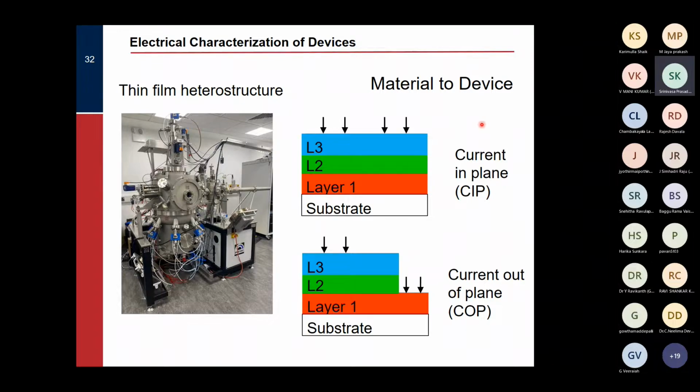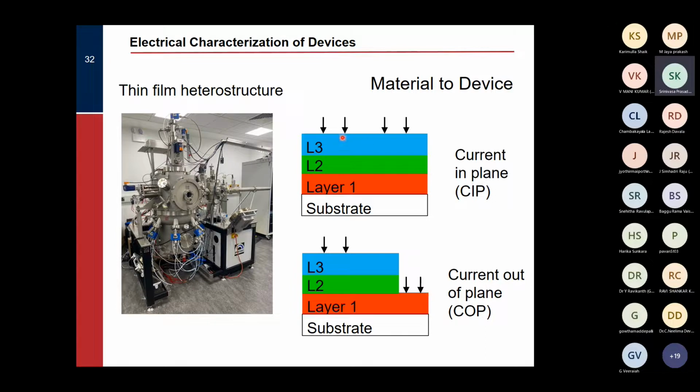Okay, so there are two ways I can do the measurement. One is called current in plane measurement, and the second one is called current out of plane measurement. So what are the differences? In the first case, I have all 4 contacts kept on the top surface here. If I'm measuring using a 4-probe technique, I can apply the current here and measure the voltage between these two. And in the case of current out of plane geometry, I have 2 contacts here and 2 contacts here. Now, what is the difference?